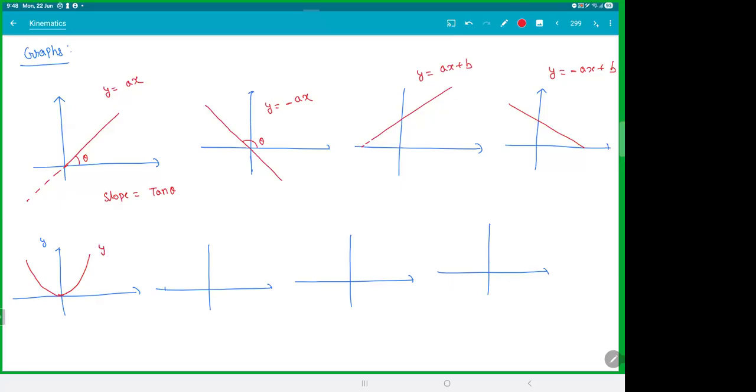This is an upward parabola, y is equal to ax square. If you just put a minus sign, the whole graph will reverse: y is equal to minus ax square. This is a horizontal parabola, x is equal to ay square. If you put a minus sign, this will get inverted. So putting a minus sign, the whole graph will reverse: x is equal to minus ay square.